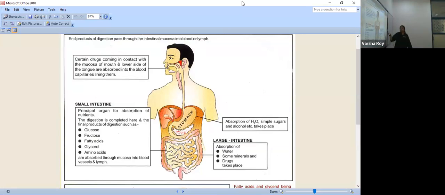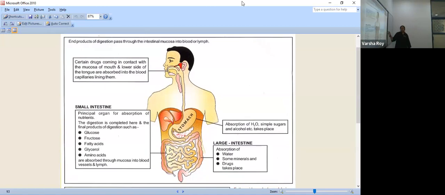And absorption of water, simple sugar और alcohol का absorption stomach में होता है. Mouth में some medicines and tobacco का होता है, इसलिए tobacco से कैंसर हो सकता है mouth को. Small intestine में सारा principal absorption site is small intestine because of villi. ठीक है? And then finally the leftover food is passed out through the rectum.